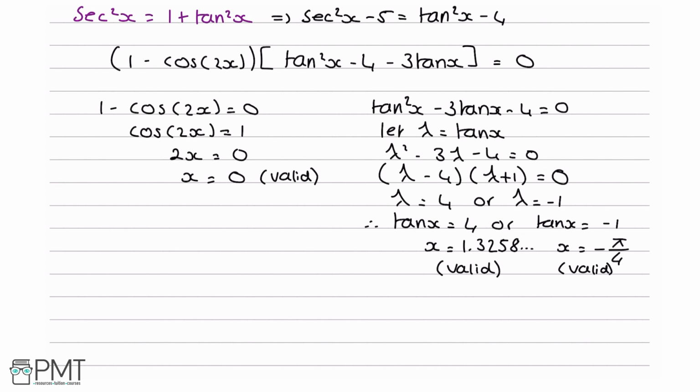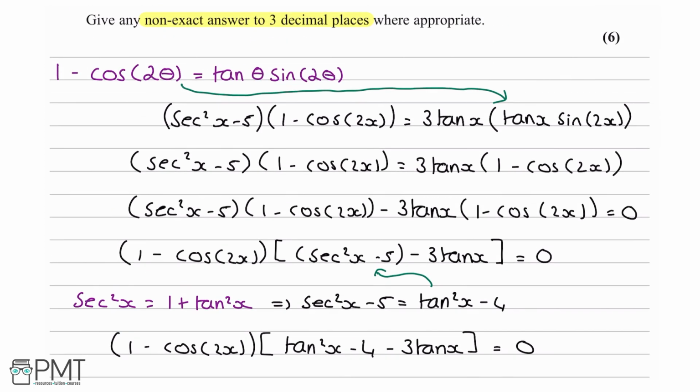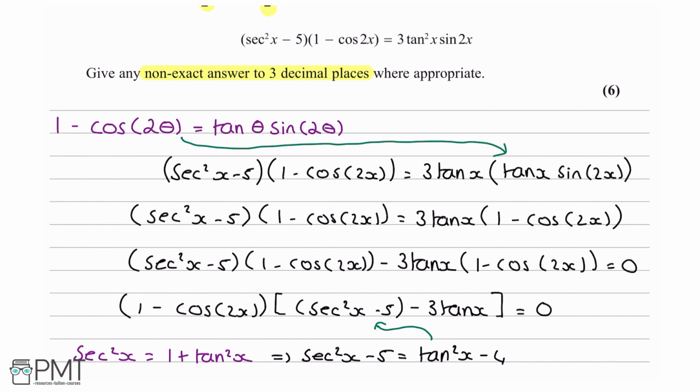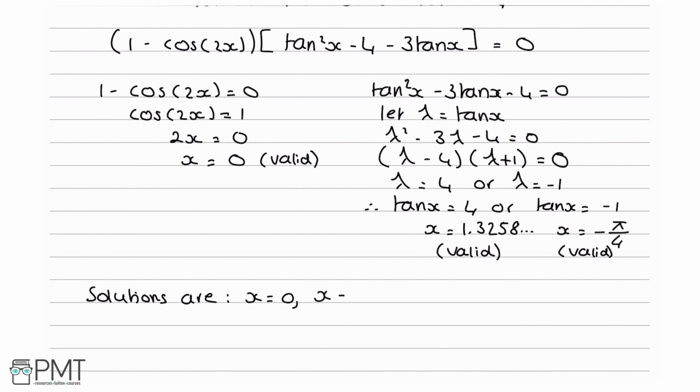So now what we need to say is that the solutions are x equals 0. Now remember, for x equals 1.3258, because it's not an exact value, we were told to round it to 3 decimal places, and that is exactly what we're going to do. This rounds to x equals 1.326, and then finally we have x equals minus pi over 4. So that is 3 solutions for our equation.